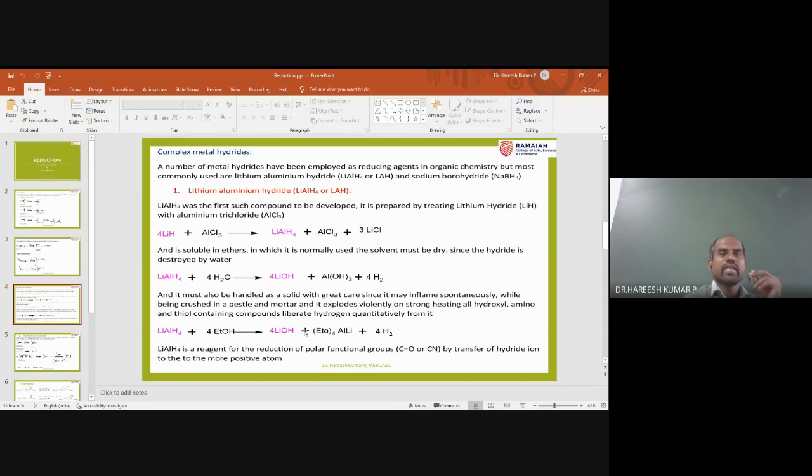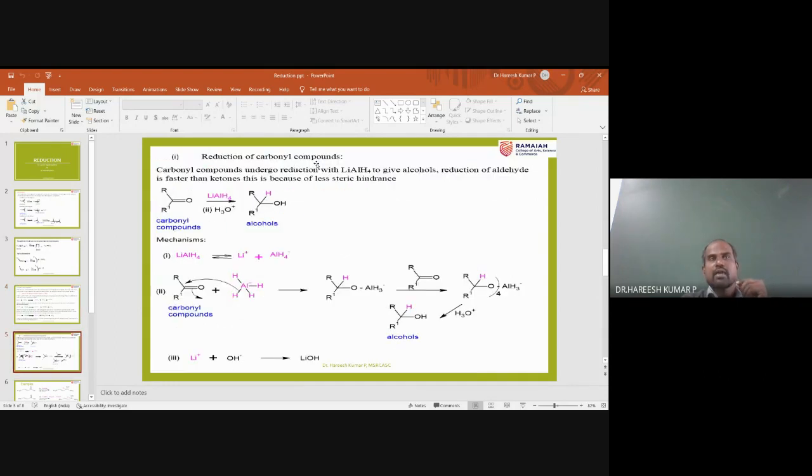So now I will take up this lithium aluminum hydride for the reduction of carbonyl compounds. I will go to the next one. I am giving the heading reduction of carbonyl compound. So you know that carbonyl compound means RCOR is called a carbonyl compound. When this carbonyl compound is treated with lithium aluminum hydride, as I mentioned, lithium aluminum hydride can act as a source of hydride, meaning H minus.